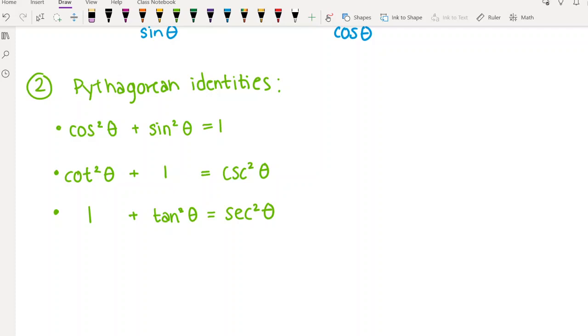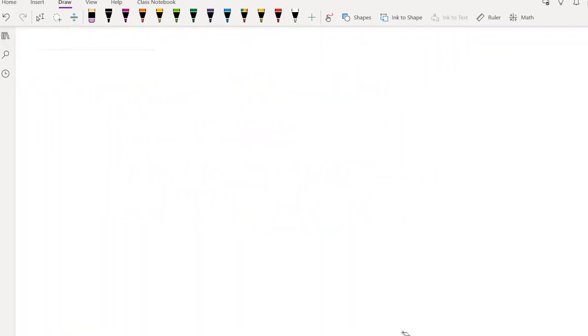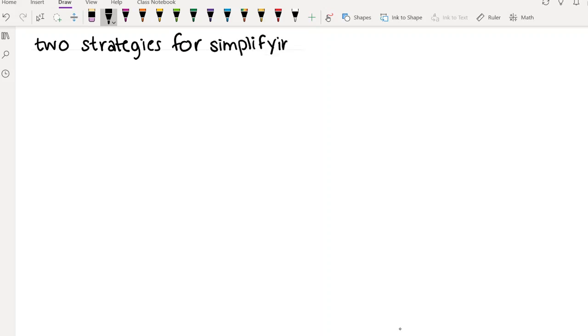We'll add one more type of identity to this list at the end, but first I want to focus again on using these ones a little bit more. So we're going to have two new strategies for simplifying trigonometric expressions.